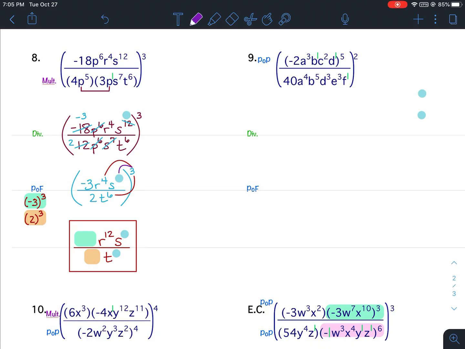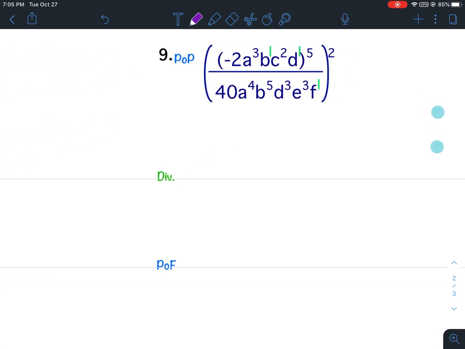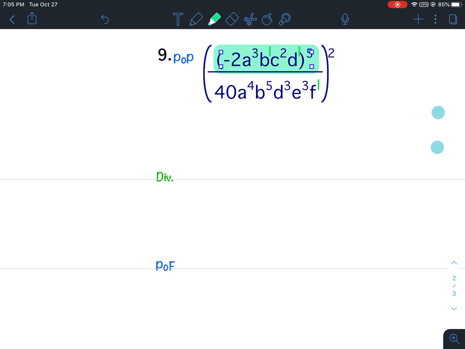Laws of Exponents 4.3, worksheet number 3, question number 9. All right. For number 9, I need to start by simplifying the numerator. In the numerator, I have power of a product.